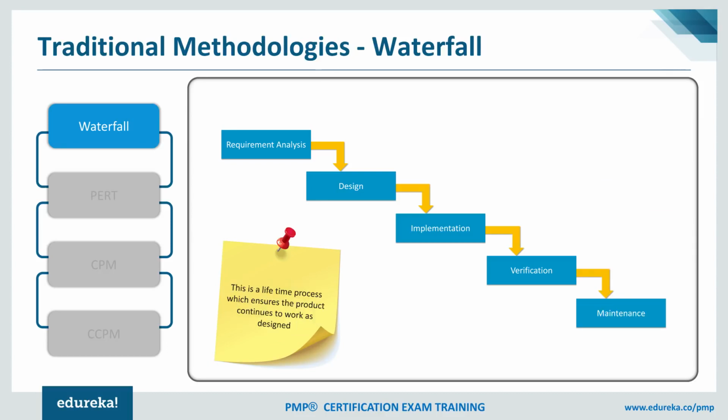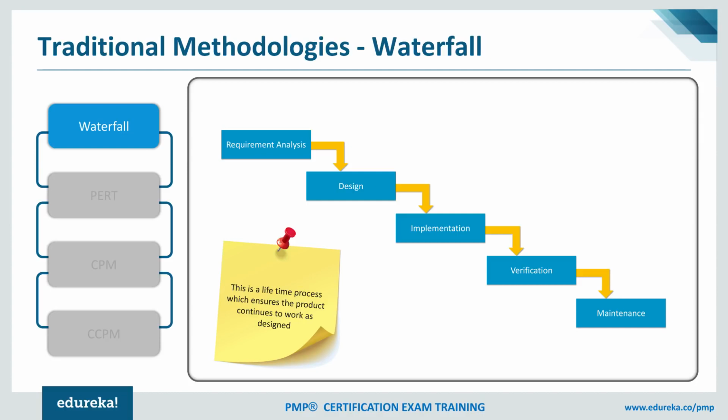Once we do that, obviously we put the product into production, we implement that product, and then we start supporting it. So typically, as a part of the waterfall, we start with requirement analysis, we do design, we do verification. Implementation will start a bit later once the verification is done, and then the maintenance will start. Maintenance is all about supporting that application or product once it is delivered.